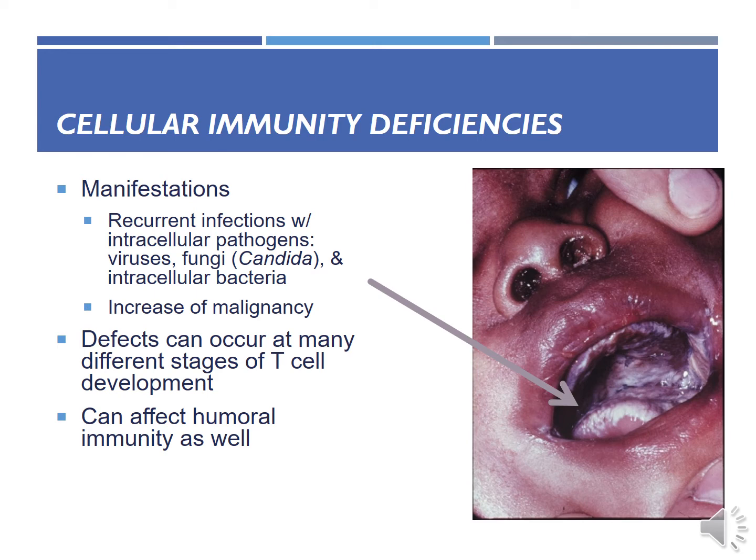Just like with our B-cell deficiencies, we could have defects at the different stages of the T-cell maturation process, and as you can figure, this could potentially affect the humoral immunity as well, because they interact with each other.